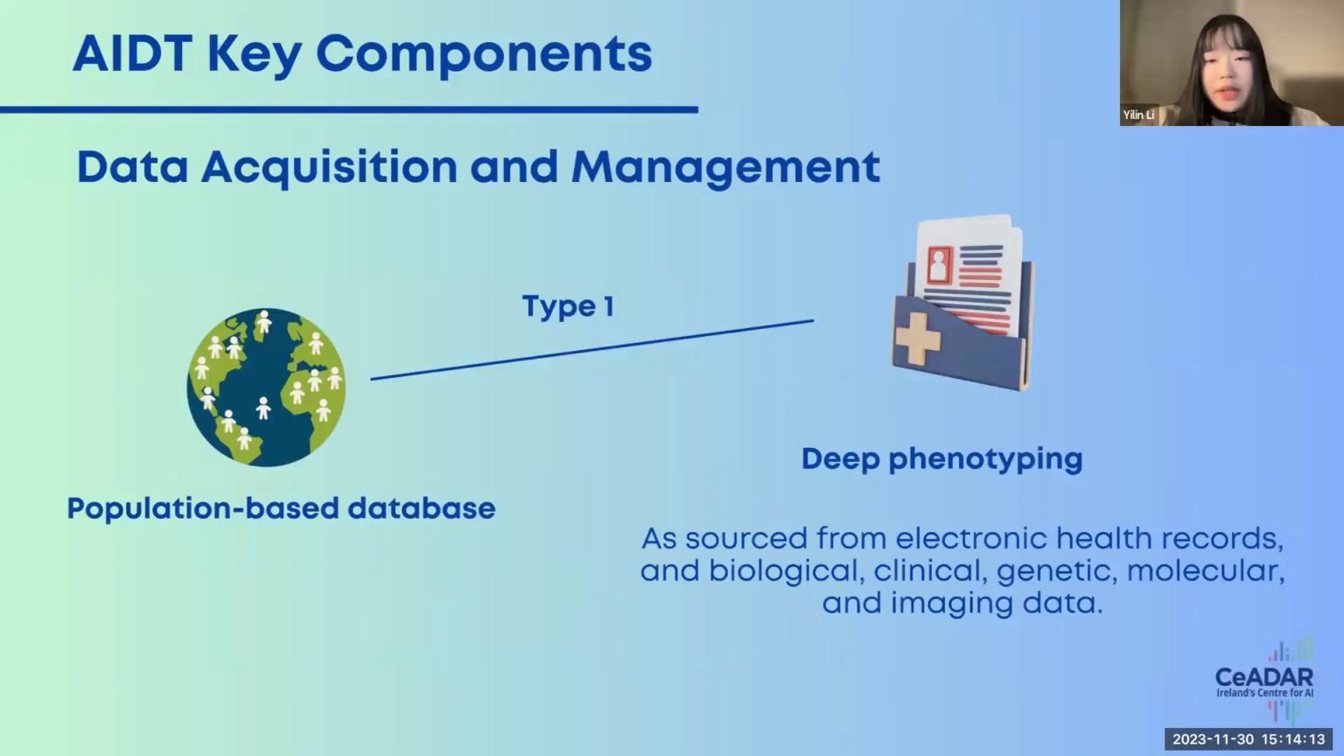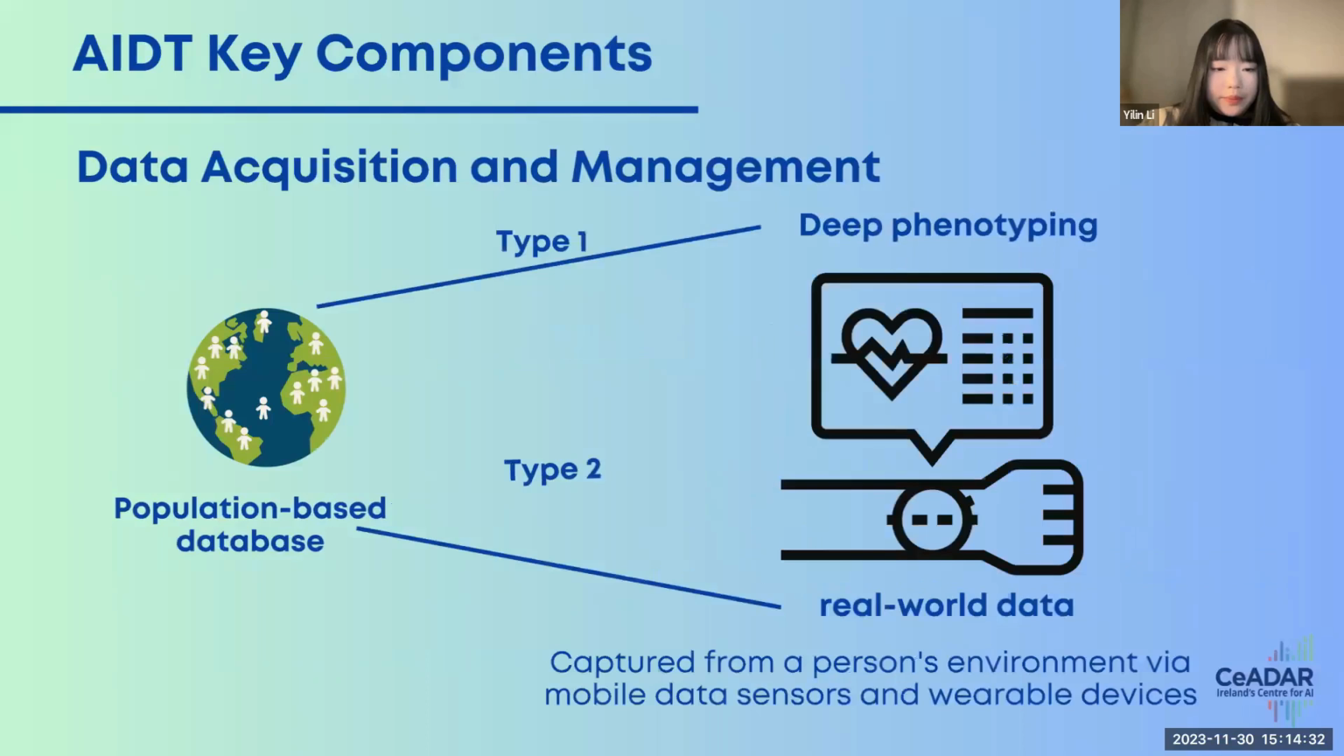The first type is deep phenotyping, which comes from integrated electronic health records and includes biological, clinical, genetic, and image data. That is the first type. And the second type consists of real-world data captured from the person's environment via mobile sensors and wearable devices. This data reflects how individuals interact and live in the real world.